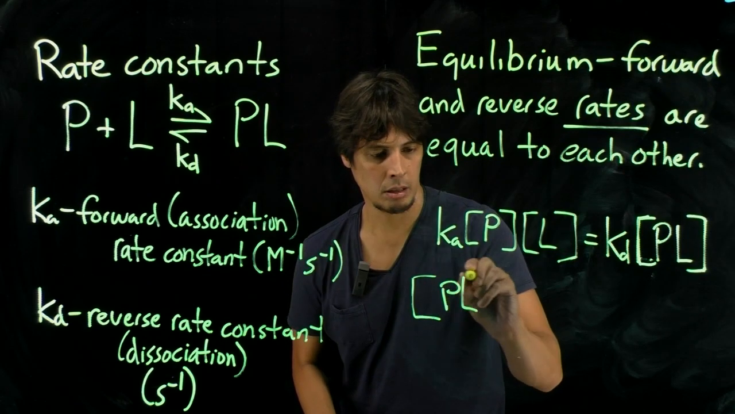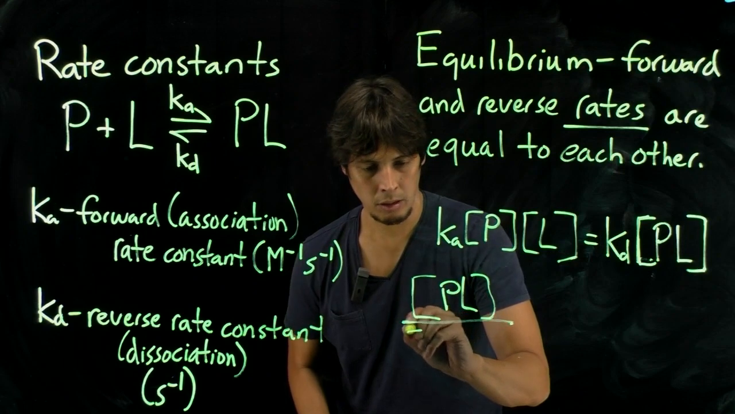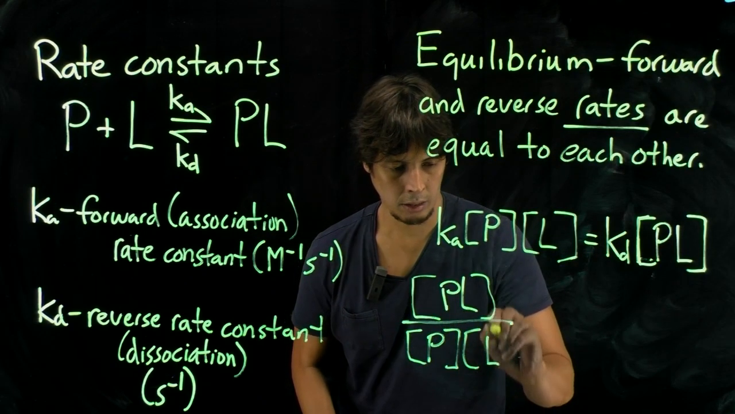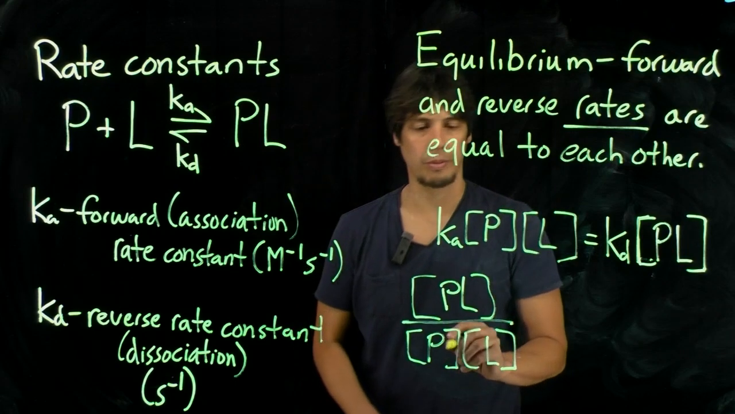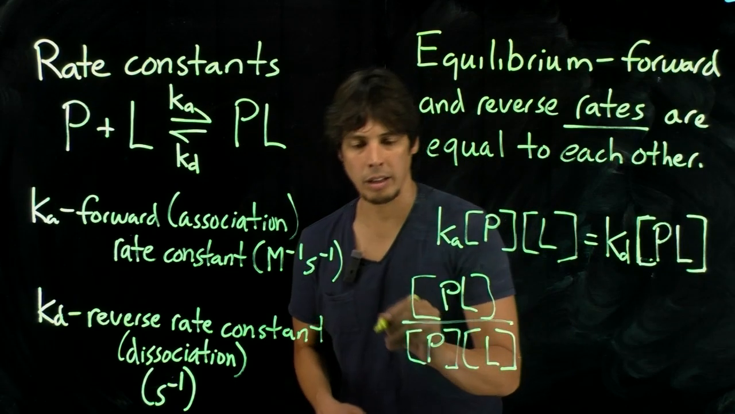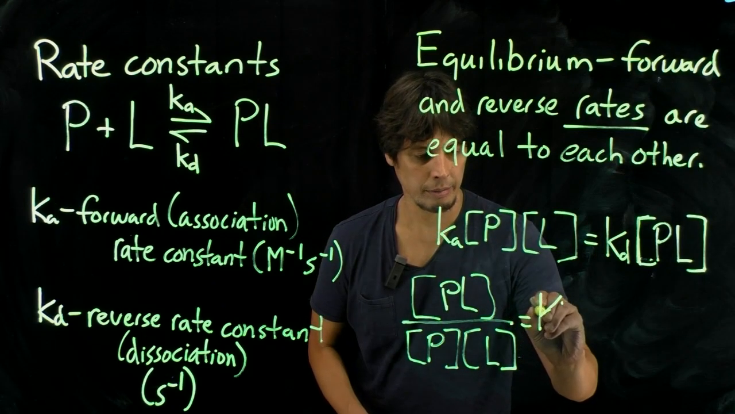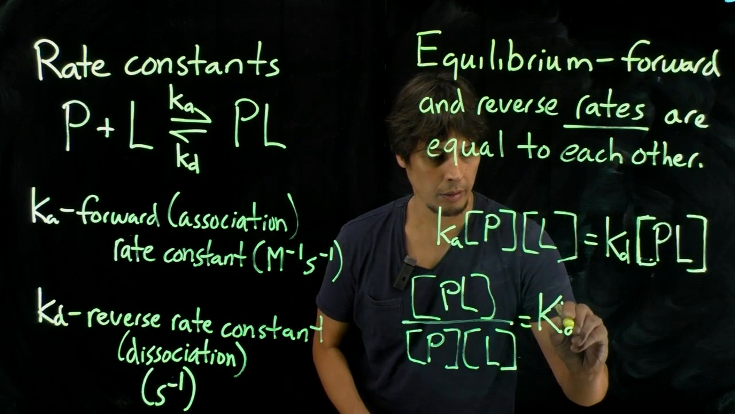PL over P times L. Okay? And what does that look like? That looks like Ka, big Ka, not little ka.